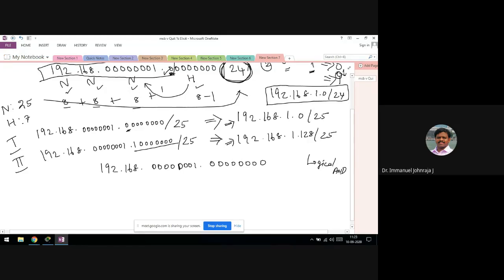I hope you are following our story for the last 2 days and today also. So logical AND with subnet mask. So what is the subnet mask? What is the meaning of /25? Meaning of /25 is this: 1, 2, 3, 4, 5, 6, 7, 8, 9, 10, 11, 12, 13, 14, 15, 16, 17, 18, 19, 20, 21, 22, 23, 24, 25 ones, and the rest will be 0. This is the meaning of /25.